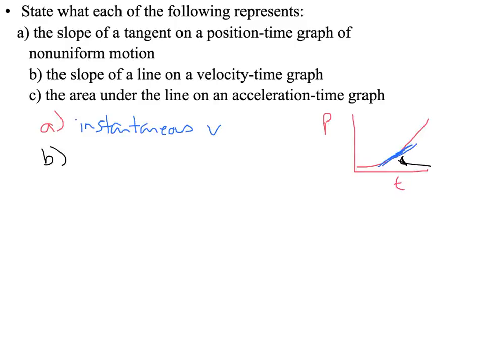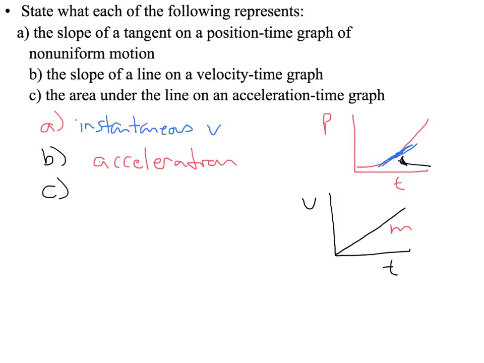B. The slope of a line on a velocity-time graph. Velocity, time, and we'll do some uniform motion. The slope right there is going to represent the acceleration of the object. C. The area under the line on an acceleration-time graph. Acceleration, time. The area underneath here is going to represent the change in velocity.